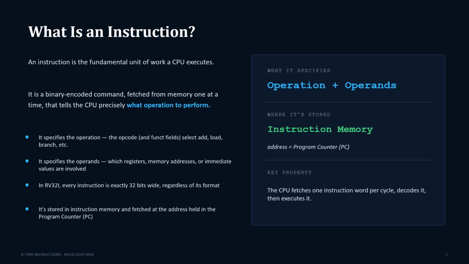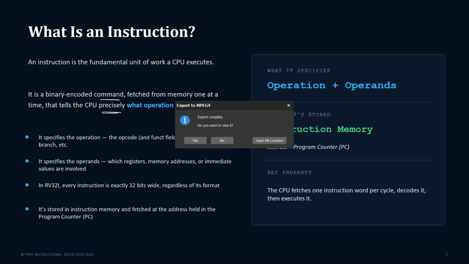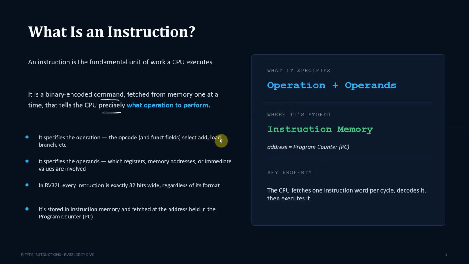It is a binary-encoded command fetched from the memory, that is, from instruction memory, one at a time, and it tells the CPU precisely what operation to perform. It specifies the operation, like the opcode, and we are going to have something known as funct, which we will see in great detail. It also specifies the operands, like which register the data is present in, where to store it, which memory address it should refer to, and what the immediate values are if we are dealing with immediate instructions.